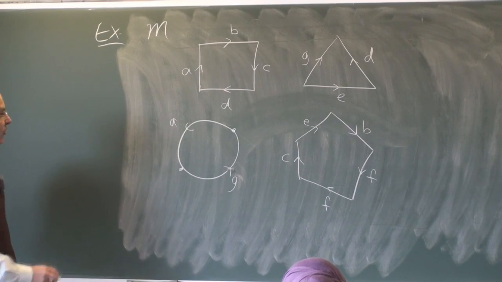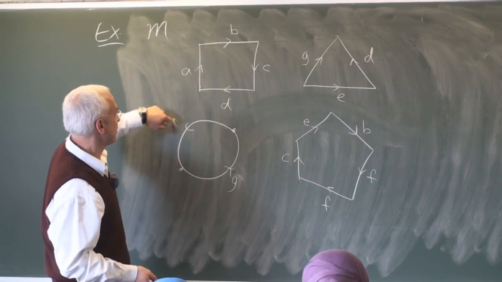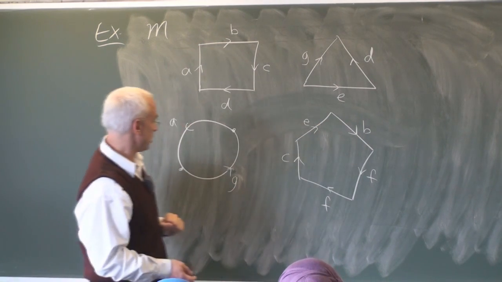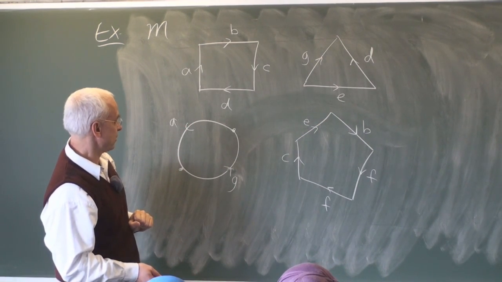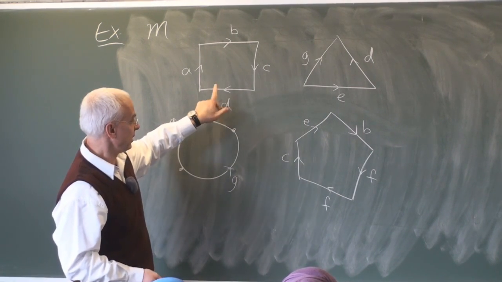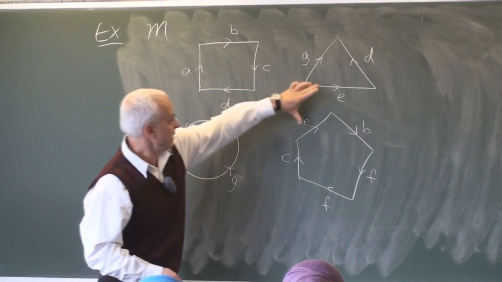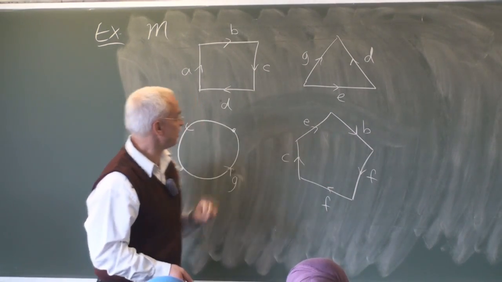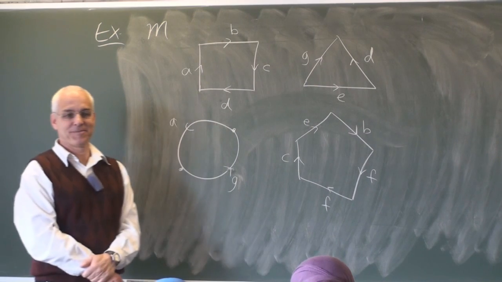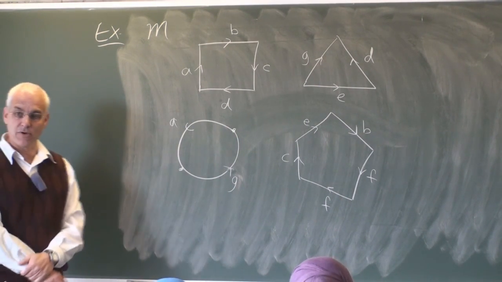So is it a combinatorial surface? Well, it's certainly made out of polygons. There are two A edges. There are two B edges. There's two C edges, D and a D. There's two D edges, two E edges, two F edges, and two G edges. So the edges all appear in pairs. So this is a combinatorial surface.